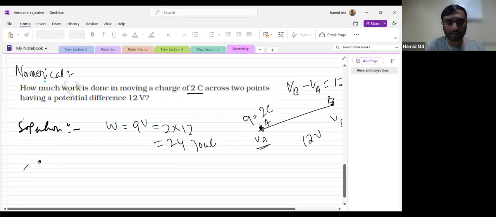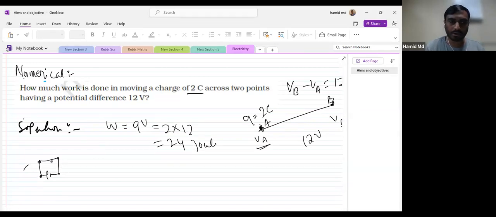These are 2 points which are connected with a battery. So this point is equal to this point, right? This is 12 volt. We may say A point and B point. So potential here is VA. Potential here is VB. Now you have to drag a charge from here to there. So how much work do you have to do? You have to multiply Q into V. Got the point?